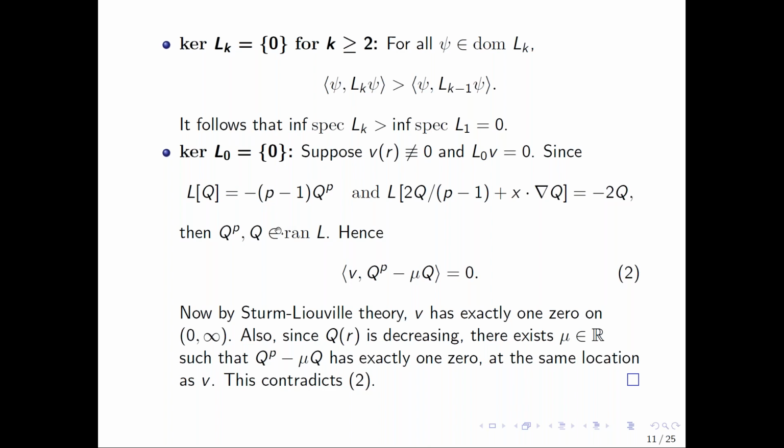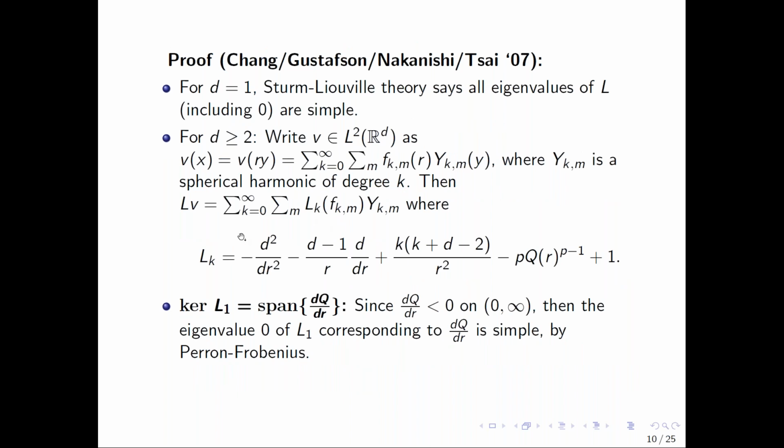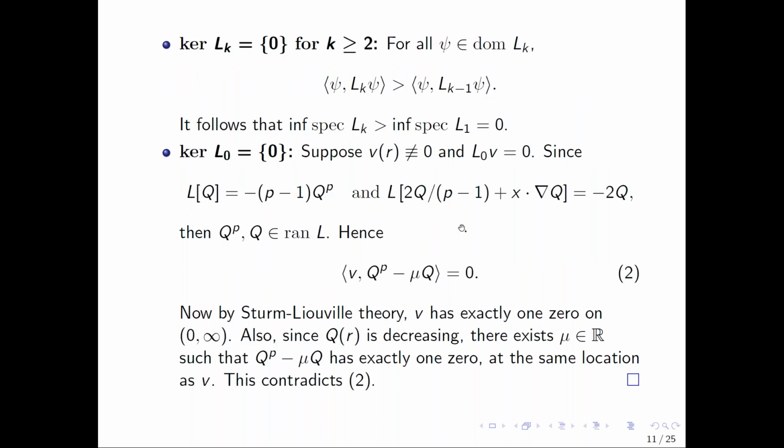But this part of the proof here is where Weinstein had to use uniqueness, and this is the part of the proof where Chang et al. realized that you can do a simpler argument. So in this part of the proof, we're trying to show that if you take the operator L0, which is just the radial Laplacian, because k is 0, this term goes away. So you just have the radial Laplacian with potential pQ^(p-1). That has a trivial kernel. So this is the step that Weinstein got stuck on. But Chang's argument is the following.